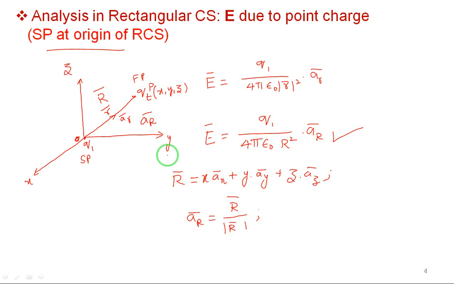So we have done the analysis in rectangular coordinate system by placing the source point at the origin of the coordinate system and the test charge away from the origin, anywhere in the space with respect to the origin, right? I hope it is clear. If any doubts are there, you can unmute yourself and speak to me so that I will clarify immediately.